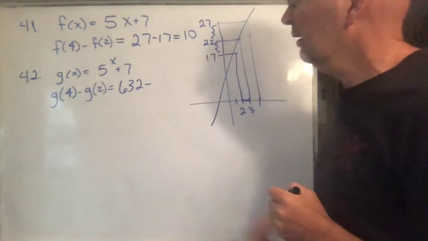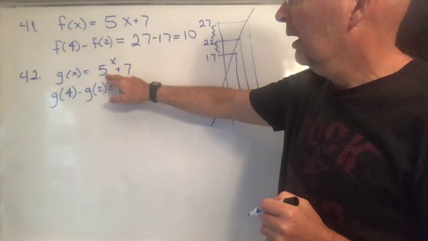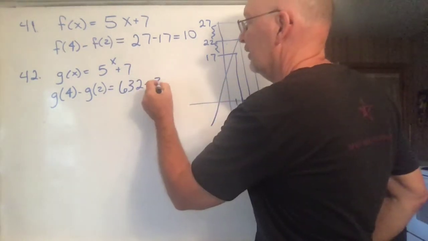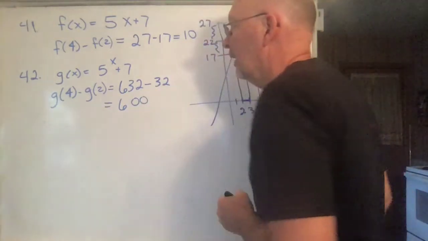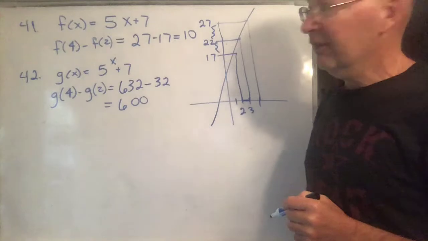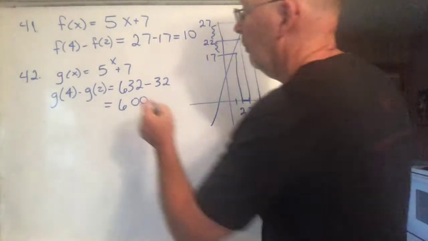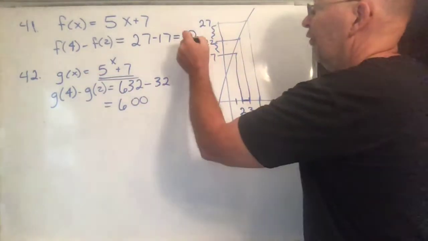Put in a 2 here, and you get 5 times 5, which is 25, plus 7 is just a straight 32. So you subtract them and you get 600. And I guess the key to having these two problems right next to each other is that you see how much greater that function grows than this one.